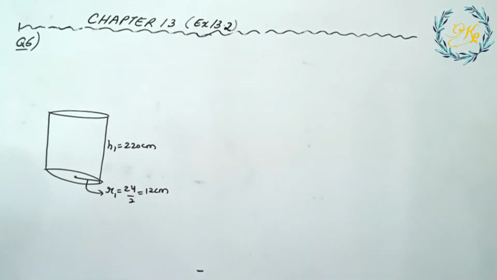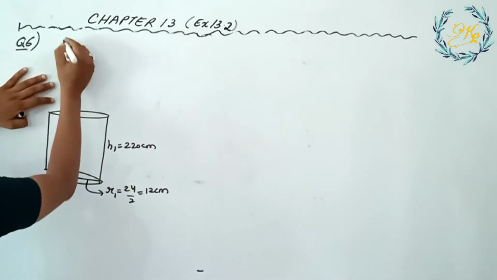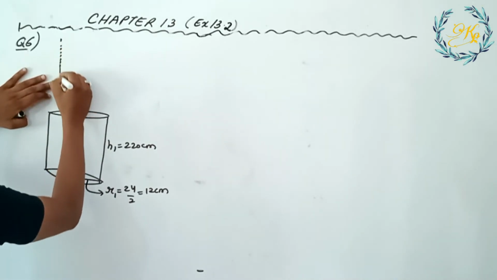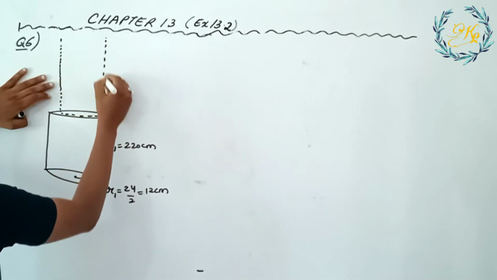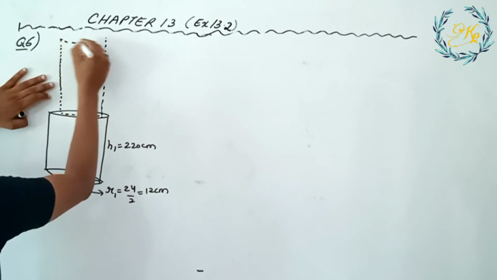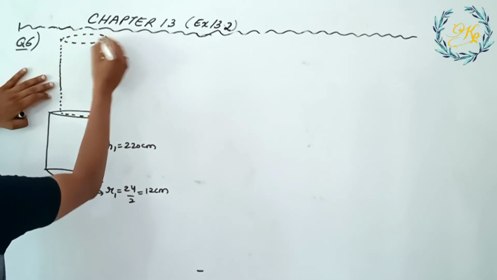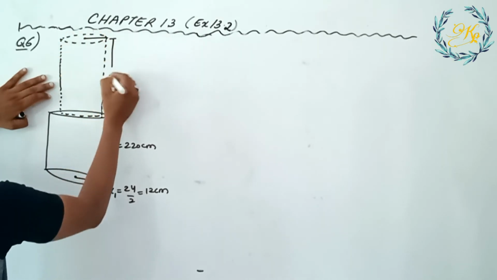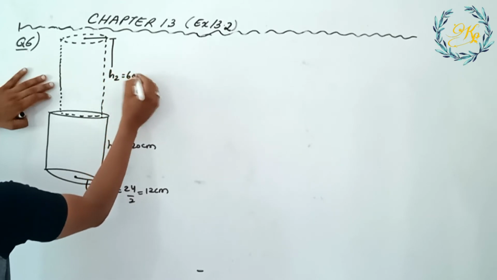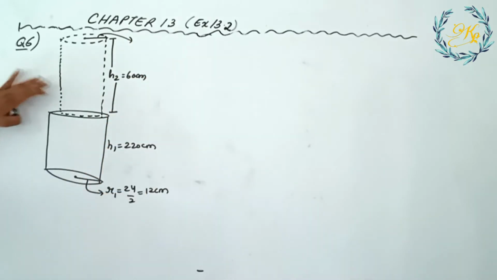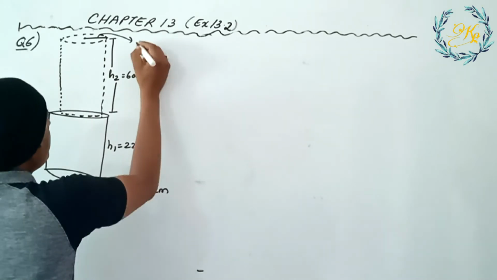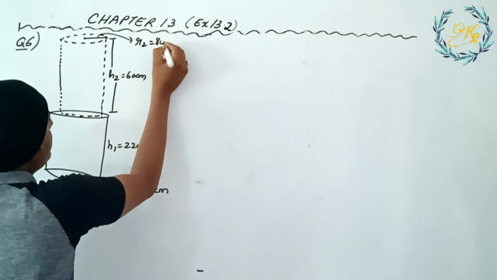Right. We are also given it is surmounted by, it means above it has, another cylinder of height 60 centimeters. We'll draw the other cylinder with a dotted line. You can consider the height of it as h2. We are also given in the question that the radius of it is 8 centimeters. So r2 is 8 centimeters.